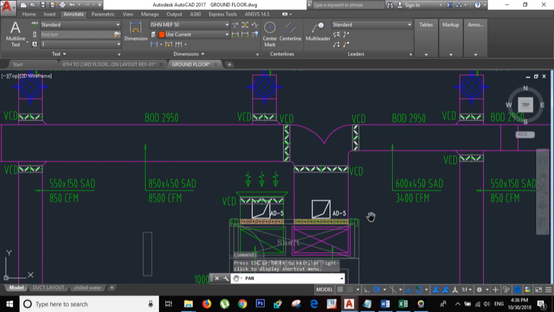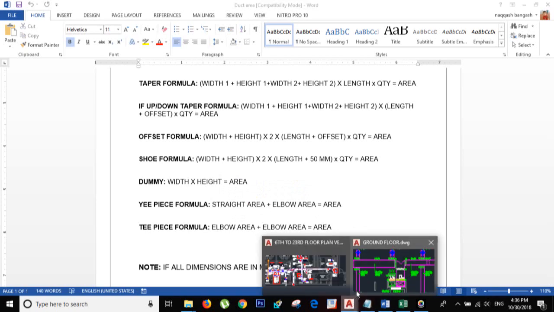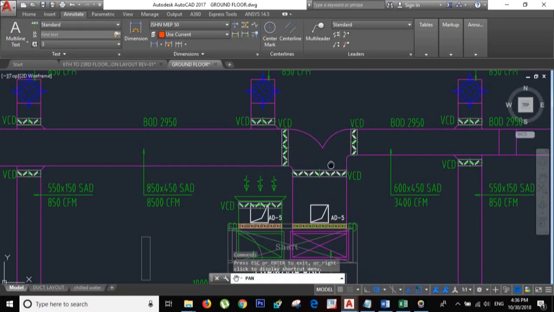Part 3. In this video, I will teach you how to calculate the area of Y piece and T piece. So, its formula is the straight duct area plus elbow area. So, this is the formula. How we will calculate this?